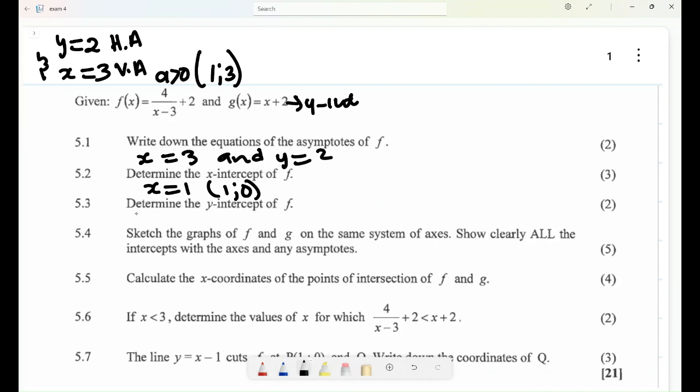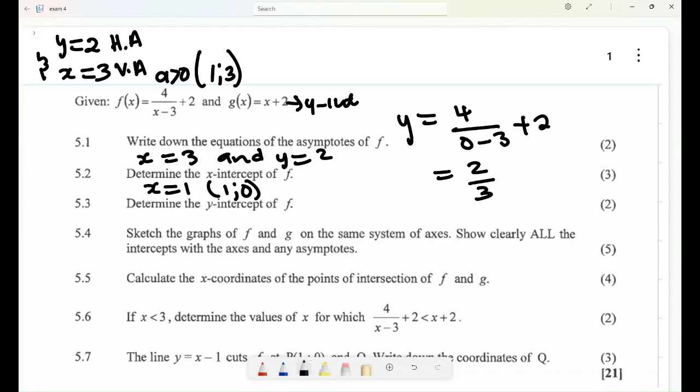5.3, determine the y-intercept of f. Right, the y-intercept, I let x equal to 0, so I'm going to say y is equal to 4 divided by 0 minus 3 plus 2. This one needs a calculator. 4 divided by negative 3, it is that much. Negative 4 divided by 3 plus 2 over 1. Negative 4 plus 6 divided by 3. Negative 4 plus 6 is 2 divided by 3. The answer here is 2 divided by 3.